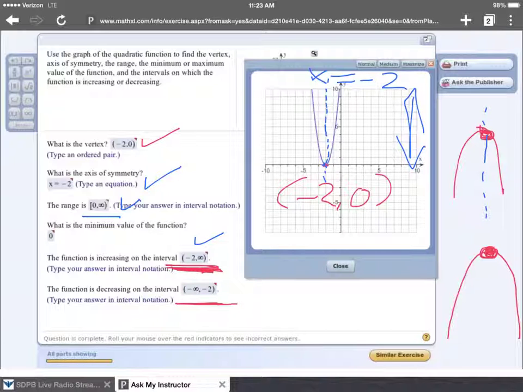Same thing for here. These are x values for both of these. So I'm decreasing from -infinity to -2. Now you might think, wait a minute, this is positive infinity, but remember, we're talking about what the x values are doing. The x values start clear over here at -infinity, as this is going up higher and higher, and it's going up to -2, but not including -2, so that's why I have a parenthesis.